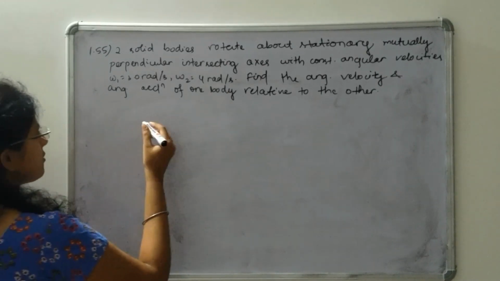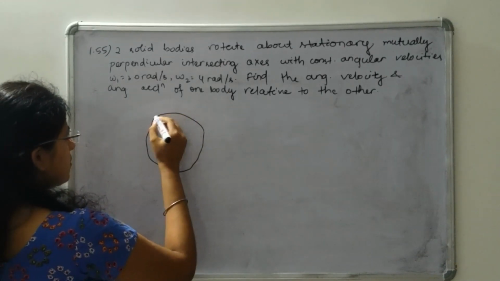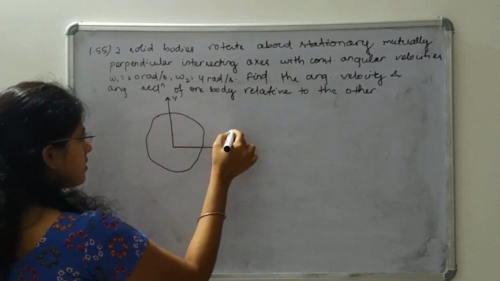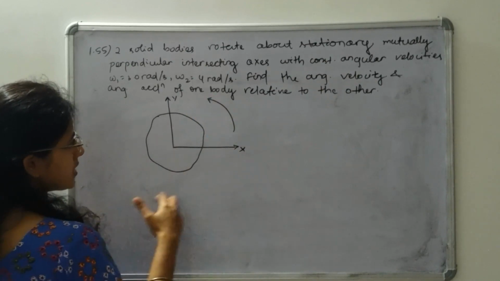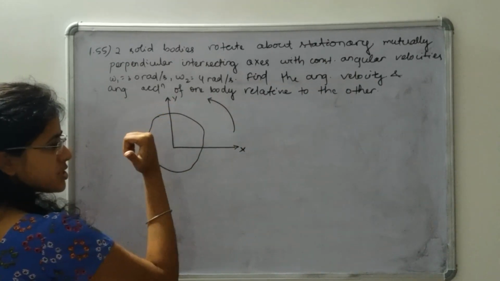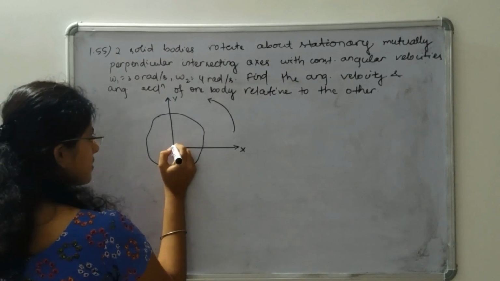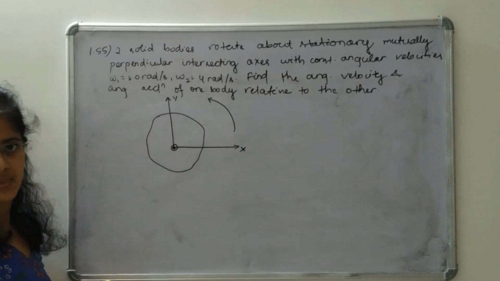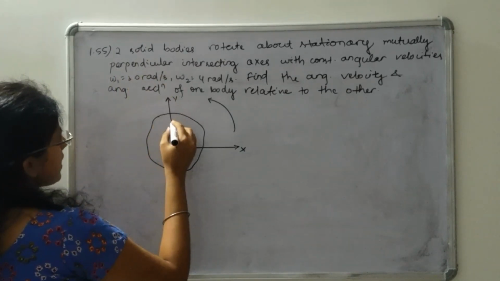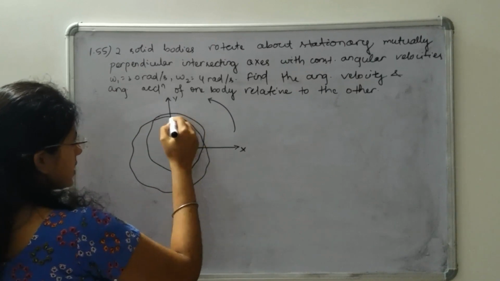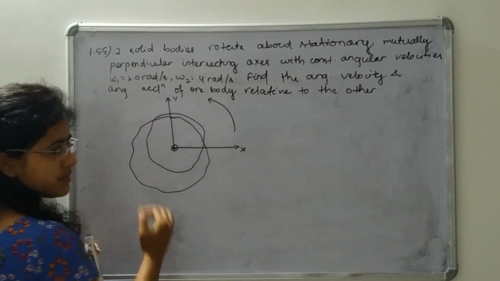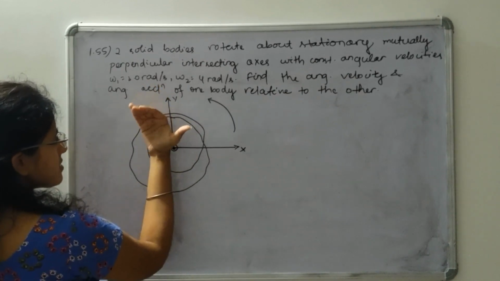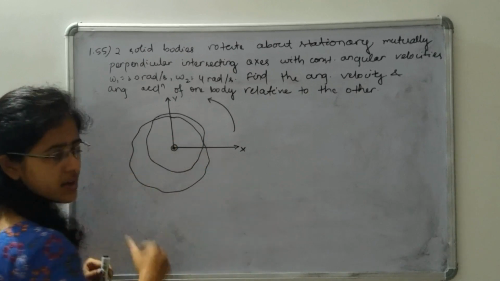Okay. So let us say the first solid body is rotating in the xy plane. As this is rotating in the xy plane, the axis will be in the Z direction, that is perpendicular to this board. Next, the second body is, let us say, rotating in the yz plane. If the second body is rotating in the yz plane, that means the axis is in the X direction.